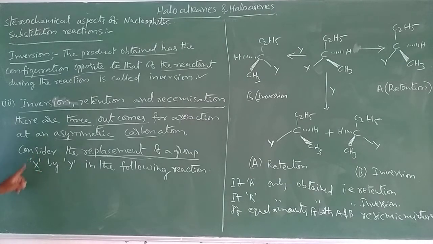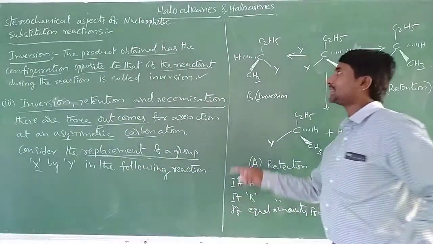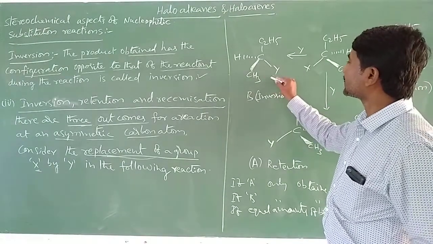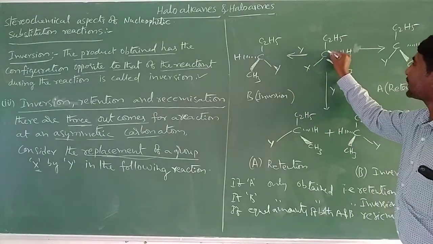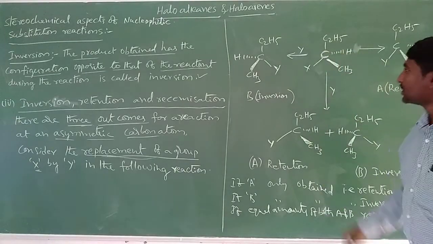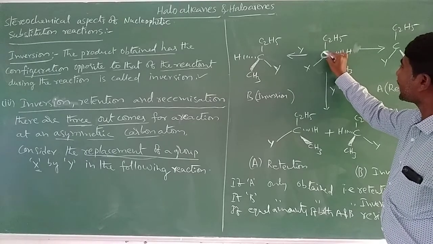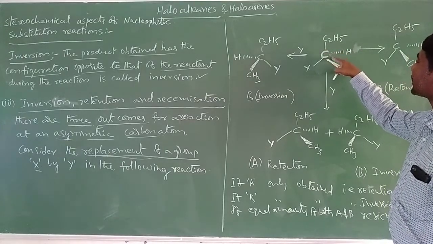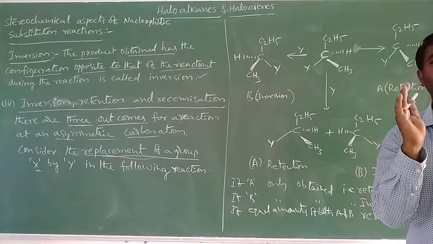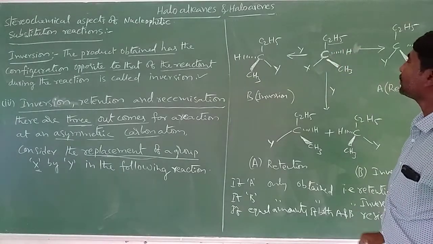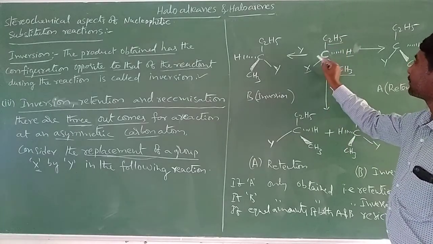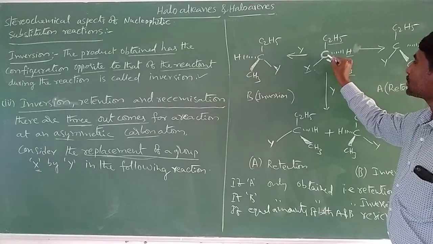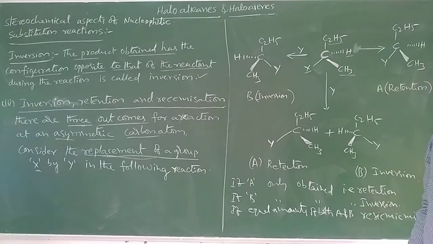Consider the replacement of a group X by Y in the following reaction. This is the reactant. Here carbon is the stereo center or asymmetric carbon atom, having four different groups: C2H5, hydrogen, methyl group and X. These four different groups are attached to the asymmetric carbon atom.